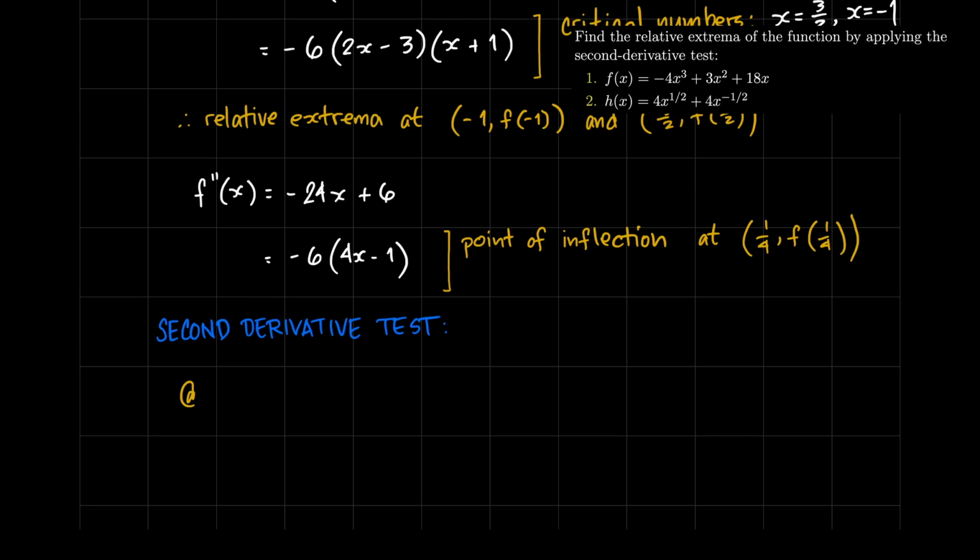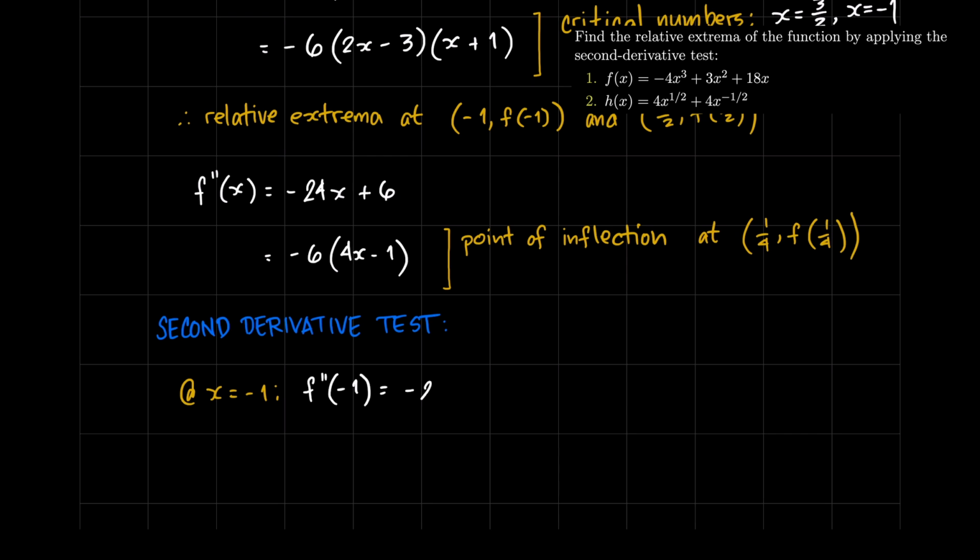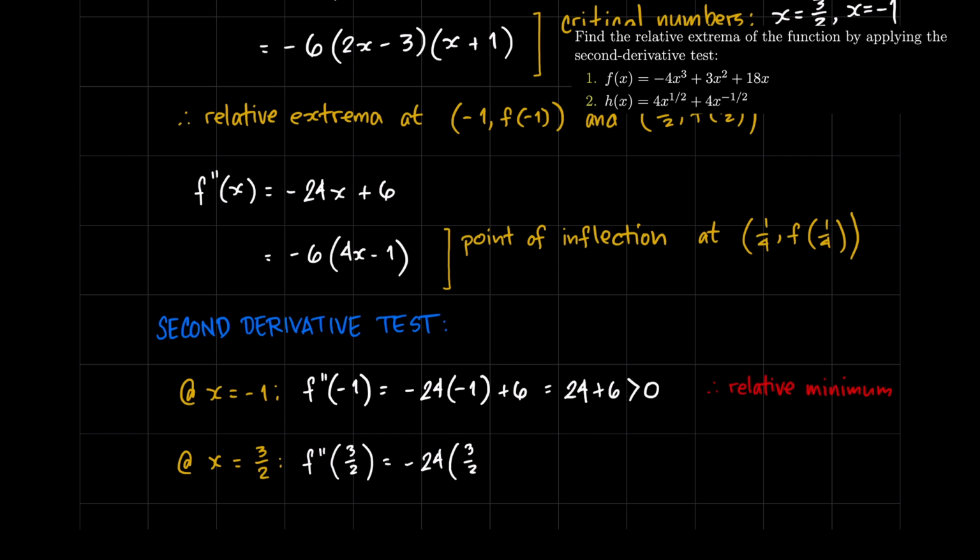negative 1 is equal to negative 24 times negative 1 plus 6, which is equal to 24 plus 6, which is positive. Ibig sabihin, yung relative extrema natin doon ay isa palang relative minimum. At x equals 3 halves, f double prime of 3 halves is negative 24 times 3 halves plus 6, which is equal to negative 36 plus 6, which is negative. Which implies na relative maximum yung extrema natin doon.